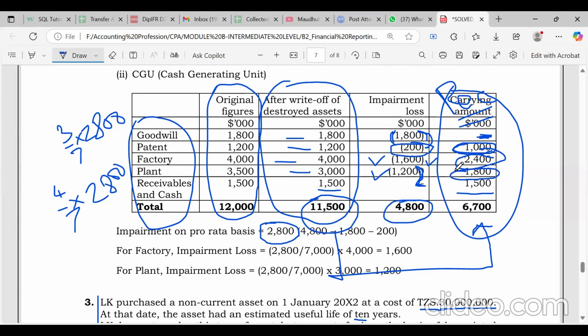But don't worry, you are going to see the other ways of computing impairment loss of goodwill. Of course, it's not like I feed you per se, but you will see how we're going to do it. We're not going to do it this way, but we will see how to get the impairment loss of goodwill when we are consolidating the financial statements.